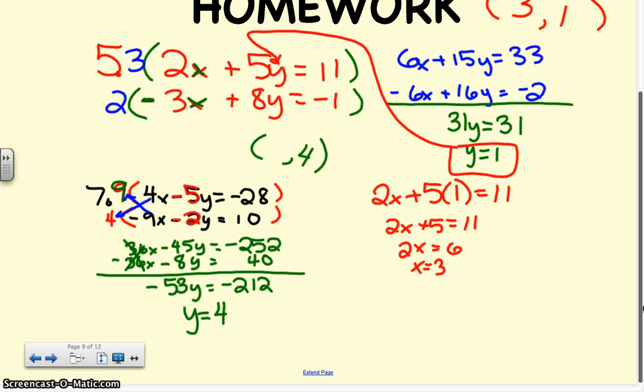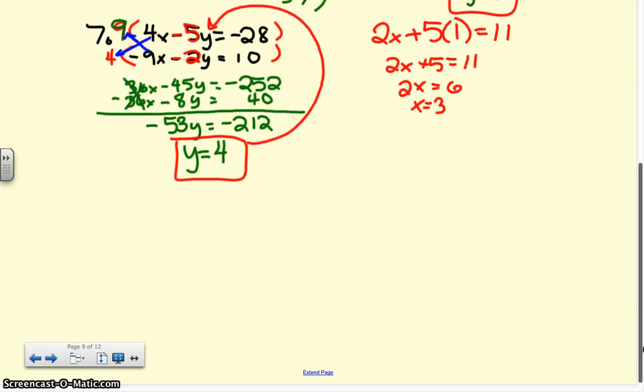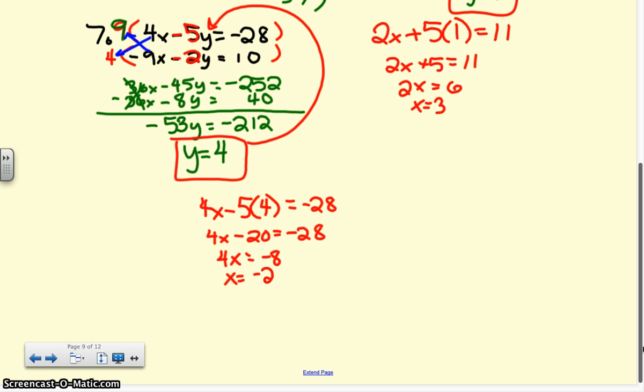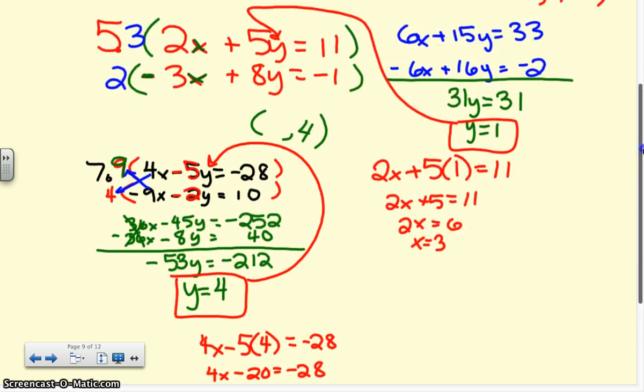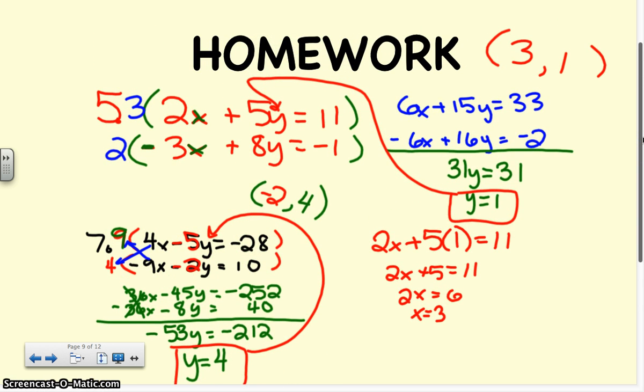So again, how do I get my x? I take this y, I plug it into an original equation. So I get 4x minus 5y, but y is 4, equals negative 28. 4x minus 20 is negative 28. Add 20, 4x is negative 8. Divide by 4, x is negative 2. So my solution to the system of equations is the point negative 2, 4.